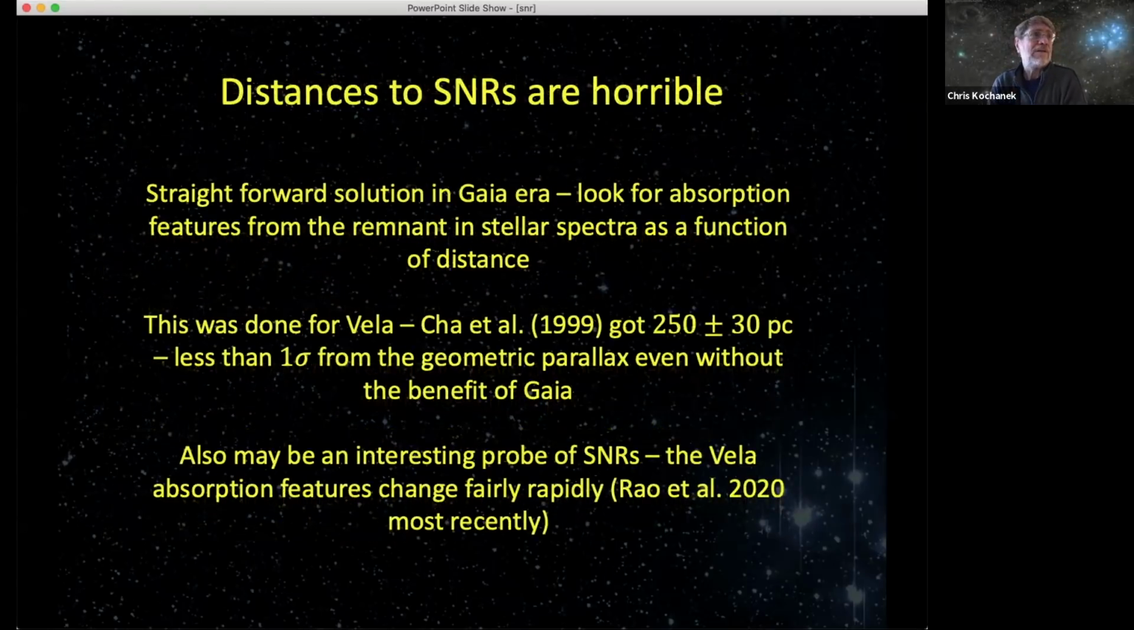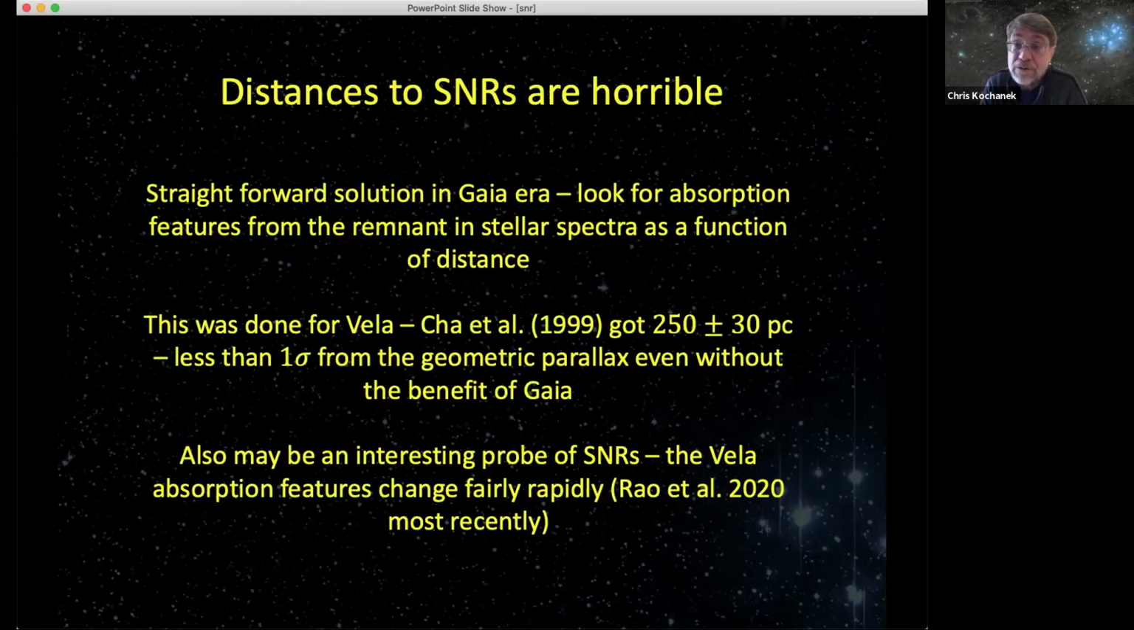The other big problem in all of this game is that the distance estimates for supernova remnants are just horrible. At best you get things like 1 to 2 kiloparsecs for the distance, and even then, as someone else will say, it's 0.5 to 1.5 or something. And if you have these big distance windows, all of your problems of contamination become much, much worse, obviously.